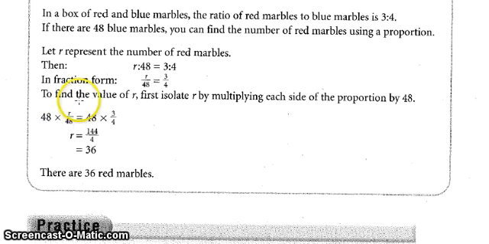And whatever we do to one side of the equation, we have to do to the other side. So if we're going to multiply the left side by 48, we also have to multiply the right side by 48. So then we see 48 times 3 gives us 144. And of course, these two 48s cancel each other out. So we're left with 144 over 4, which gives us 36 red marbles, which is equivalent to the same ratio as 3 over 4.